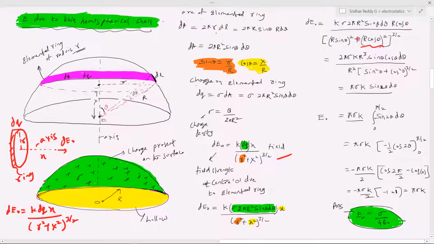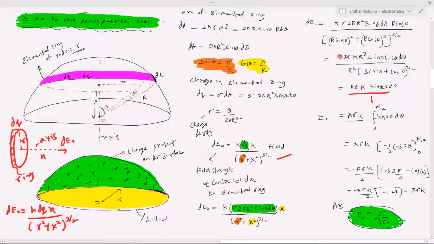Then R sin theta whole square plus R cos theta whole square will become only R square. R square to the power of 3 by 2 will give R cube. Then here we have r square and R, so the product of that will become R cube. So these two R cubes will get eliminated. Then sin square theta plus cos square theta will be 1, and 1 to the power of 3 by 2 will be 1 only. So in the denominator we end up with 1.